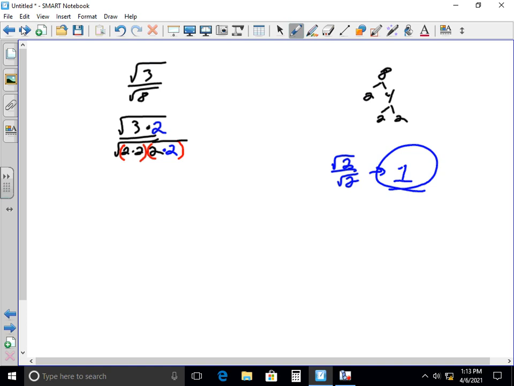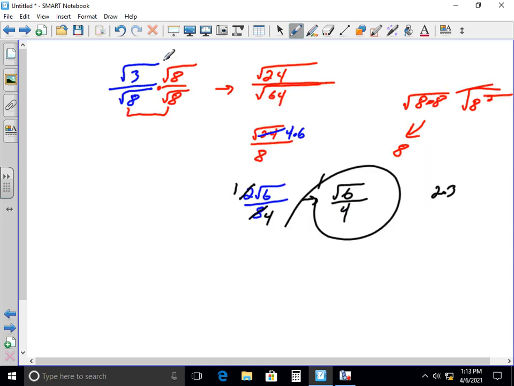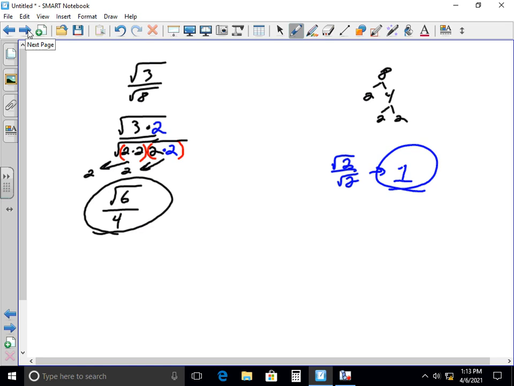So let's see what happens. On top, we end up with 6 under the radical. On bottom, we can pull a 2 out for that pair and a 2 out for that pair. 2 times 2 is 4. And isn't that the same thing we got when we did it the other way? The other way is easier. So on this one, it probably is perhaps easier. So I'm not going to specify which way you have to do it, as long as you show your work.